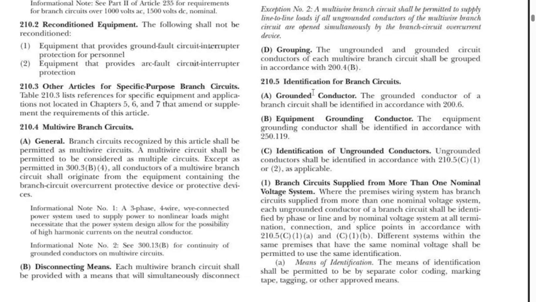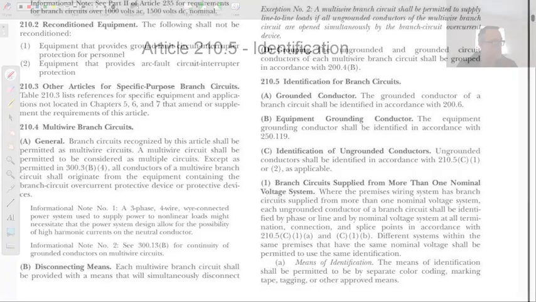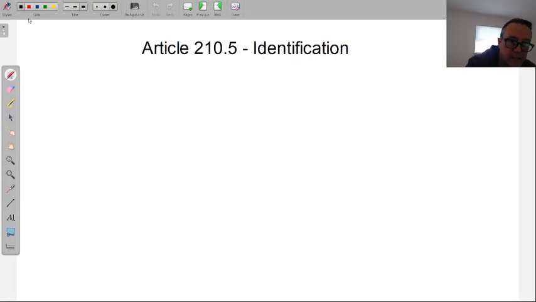Now, what is this pointing out, or what's this about? Well, it's how we're going to identify the grounded conductor, how we identify the grounding conductor, and how we identify our ungrounded conductors. You should have gone over this in Code A, maybe even an intro, but it's something that we got to keep repeating, because this is something we have to memorize. So I'm going to lay all three of these out. If you want to write these along with me, good to go.